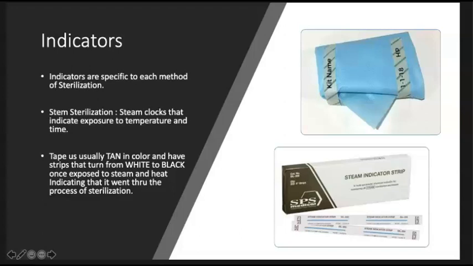On steam sterilization tape, or autoclave tape as it's most commonly called, the tape is usually tan in color and has strips impregnated in it that turn from white to black once exposed to steam and heat. This black hashtag appearance on your tape is a universal indicator that the pack went through a sterilization process.